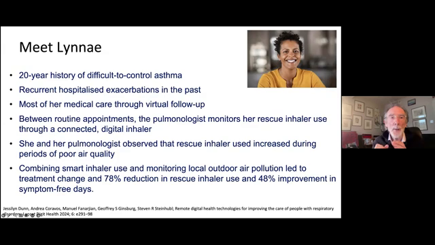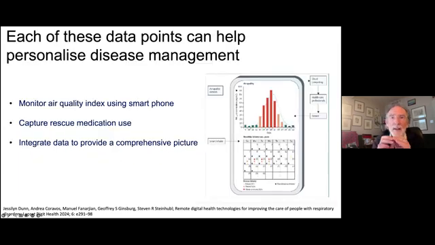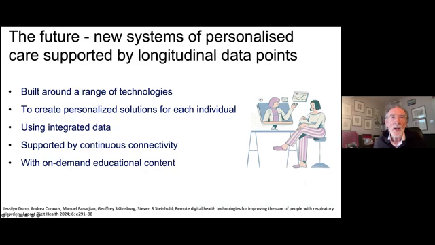And she and her pulmonologist observed that her recent rescue inhaler use occurred during periods of poor air quality. And so combining these different types of information could lead the physician to change her maintenance inhaler treatment with a consequent improvement in her symptoms and a reduction in her rescue medication use. And this is how each of these data points can help in personalized disease management. You've seen some screenshots of an actual existing tool that's now available. And these are idealized screenshots that are taken from that publication, showing how each of these data points can help personalized disease management. On a single screen, we can show air quality, rescue medication use, and integrate that data into a more comprehensive picture. So this is the future.